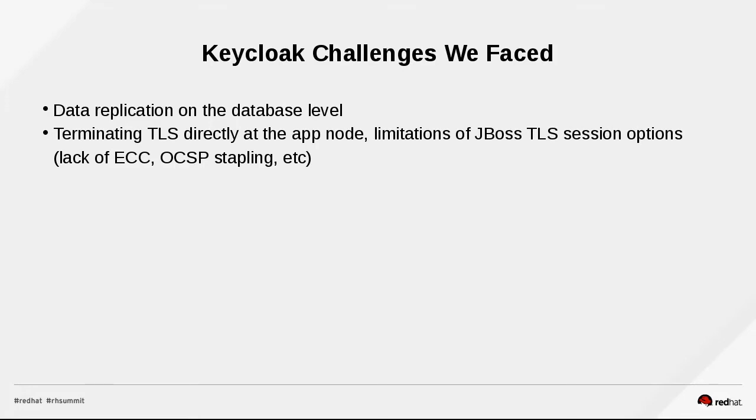It's only fair to talk about what challenges we have faced while implementing Keycloak. The first one is data replication. As you have seen in the previous slide, we have active deployment on DC1 and DC2, and what we were planning to do is to have these two data centers talking to each other, with data replicated among them.